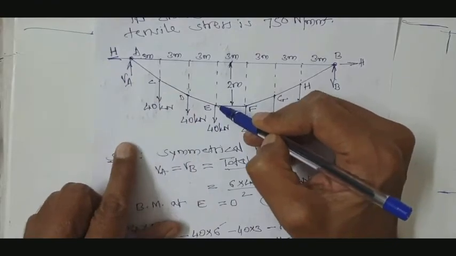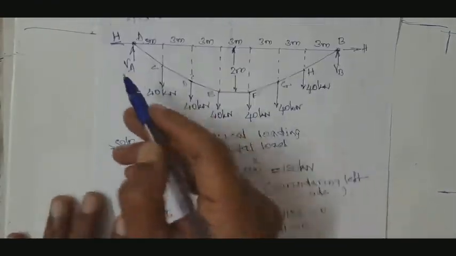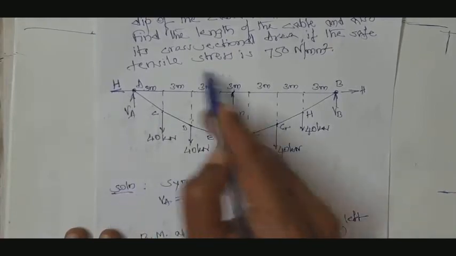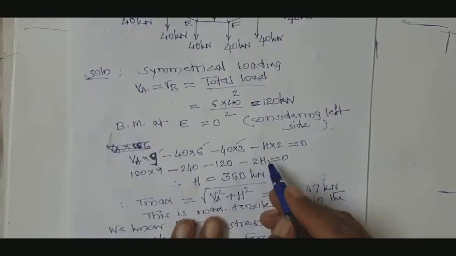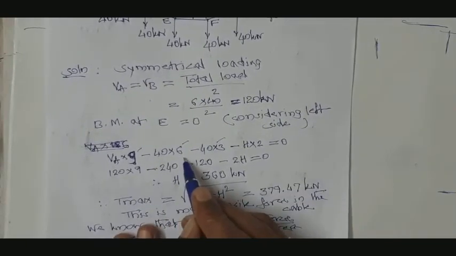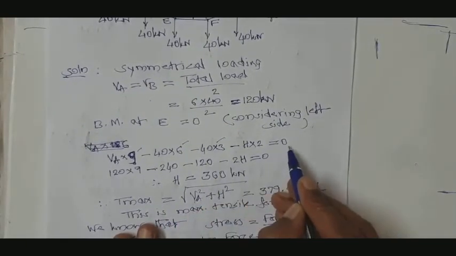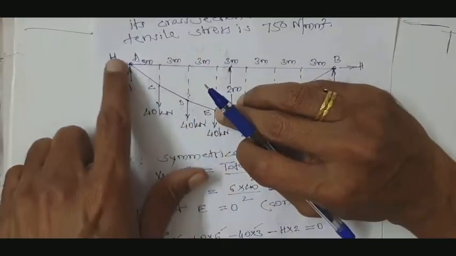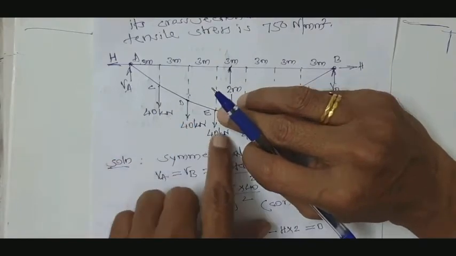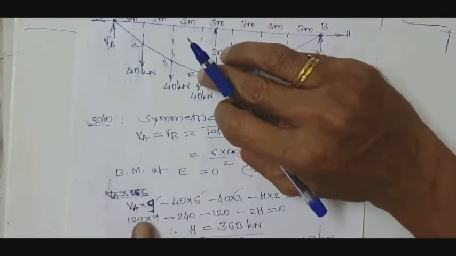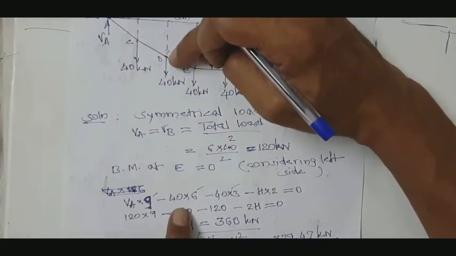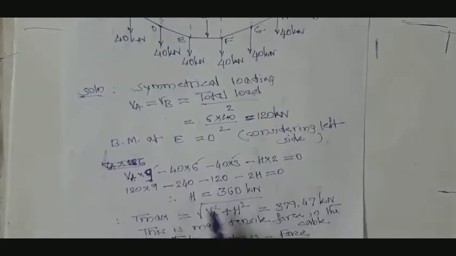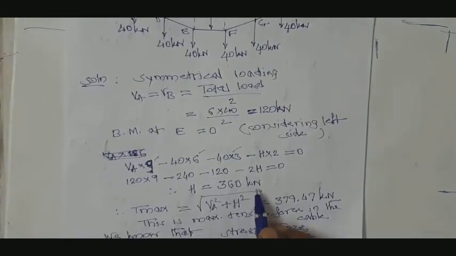But this moment is 0. So minus 40 into 3. This H will again cause anti-clockwise moment, that is also minus H into this much, that is 2. So VA into 9 minus 40 into 6 minus 40 into 3 minus H into 2 equals 0, because we are considering left of E. Left of E, 4 loads are coming; the moment due to this is 0. So we have taken moment due to VA, moment due to 40 kN at C, moment due to 40 kN at D, and H. After simplifying, you will get H equals 360.